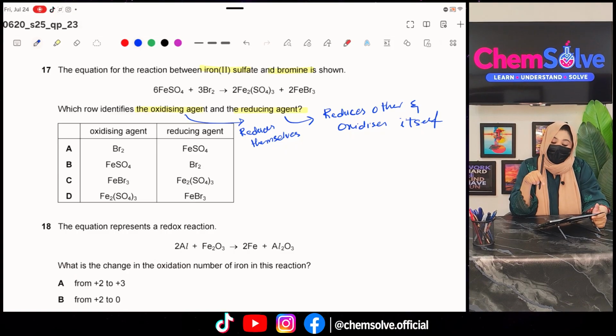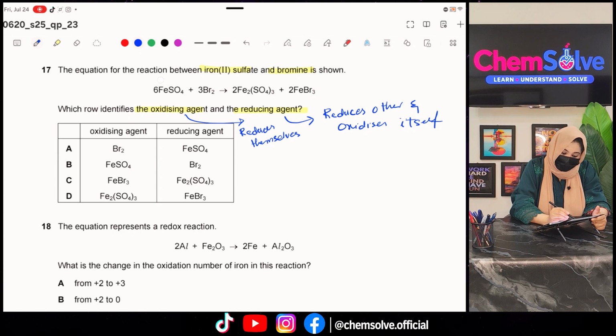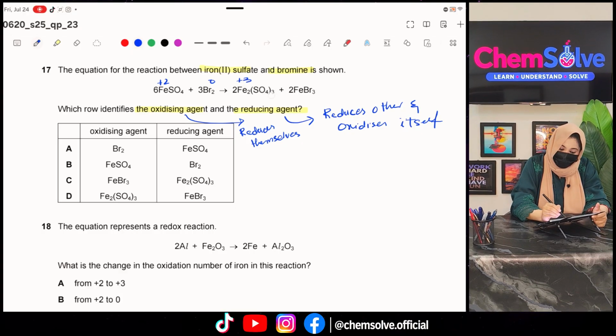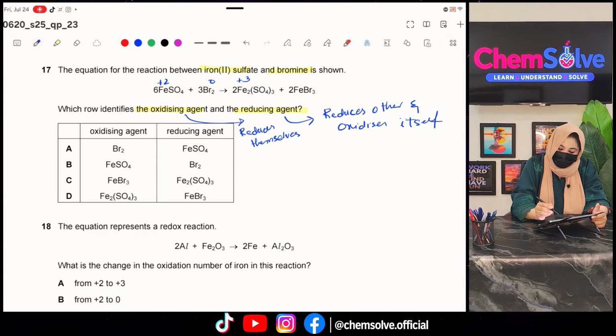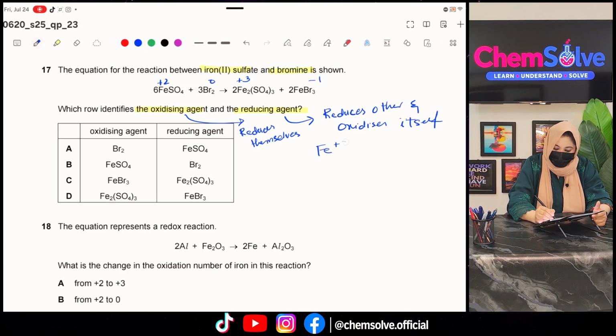Now, if I have to identify the oxidizing agent, then I will see which thing is being reduced. That is the oxidizing agent. And if I have to identify the reducing agent, then I will see which thing is being oxidized. That would be the reducing agent. Okay. So here iron is positive 2, bromine is 0. Now here iron is positive 3 because of this, and bromine is -1.